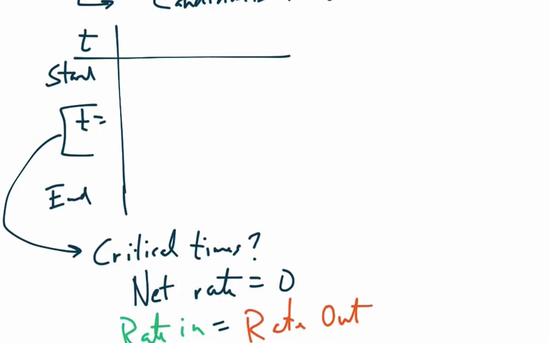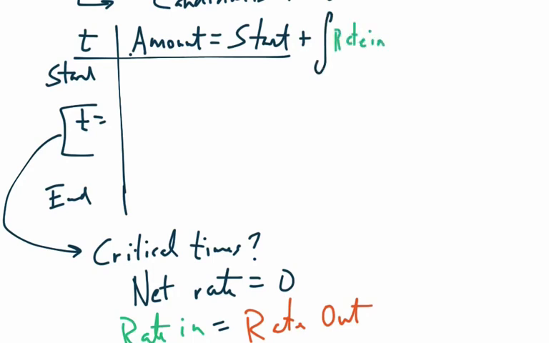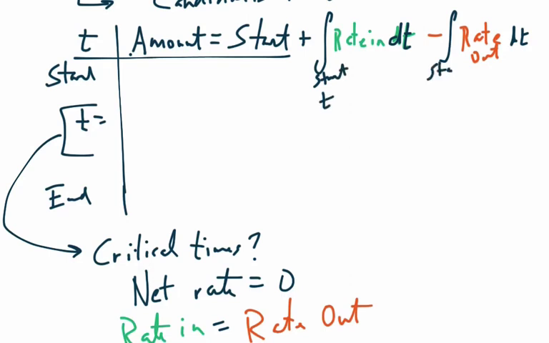Well, what's the formula for amount? You would do amount equals the start value plus the integral of the rate in dt, oops, we'll make that in blue, minus the integral of the rate out dt. And you would integrate these from the start value, the starting time, start t, to whatever time value you had over here.